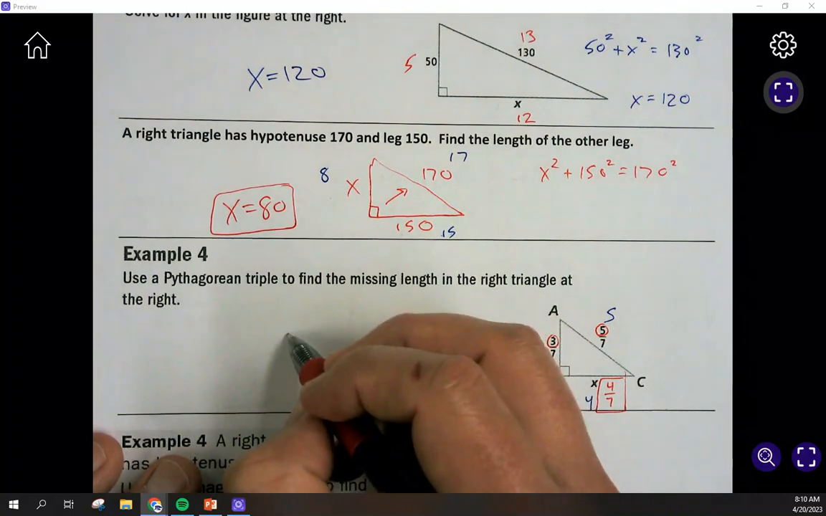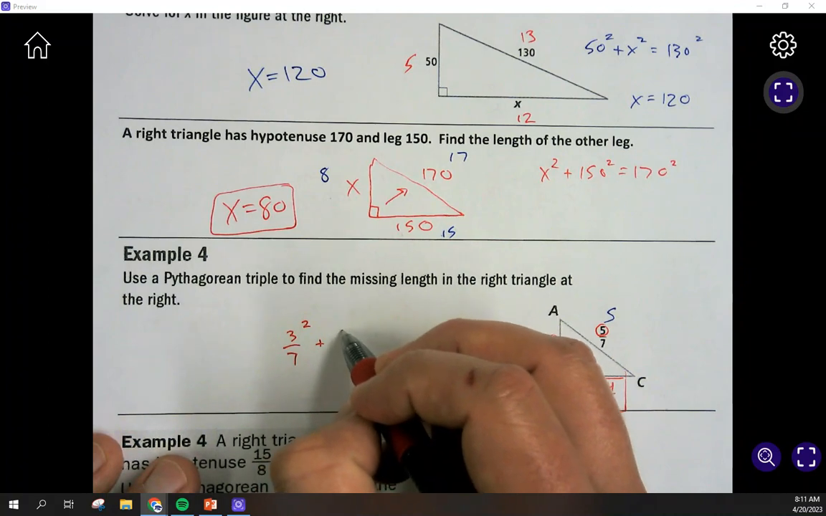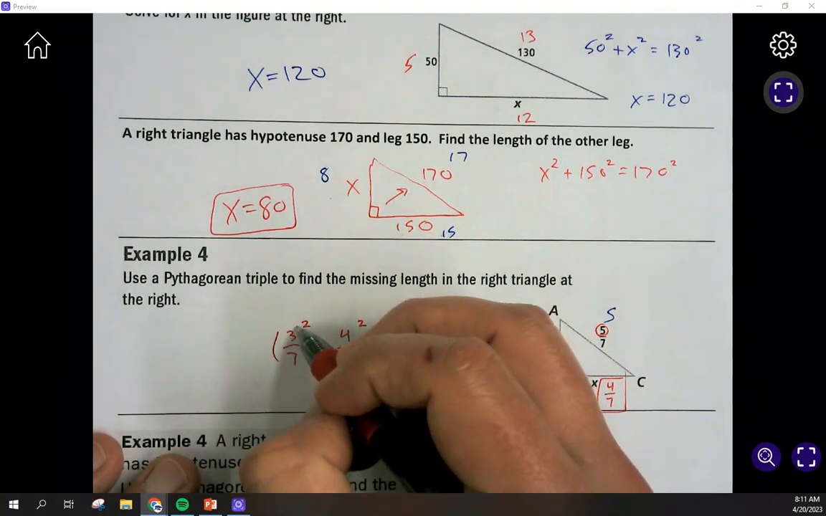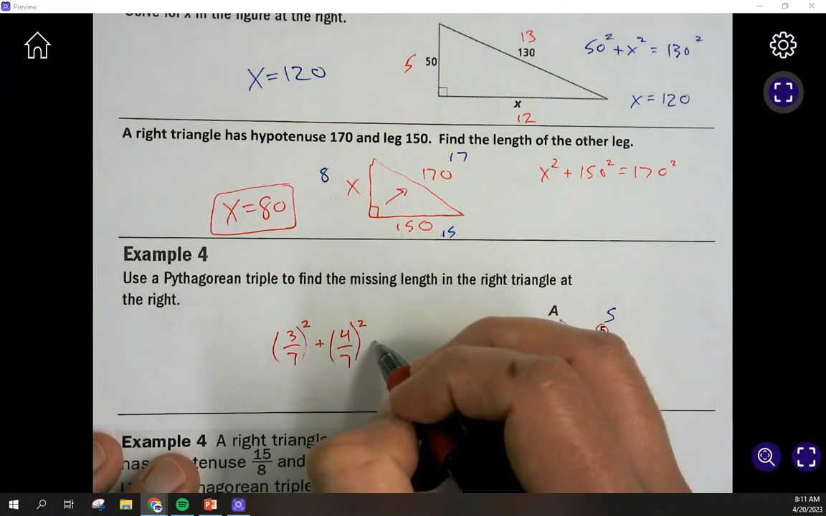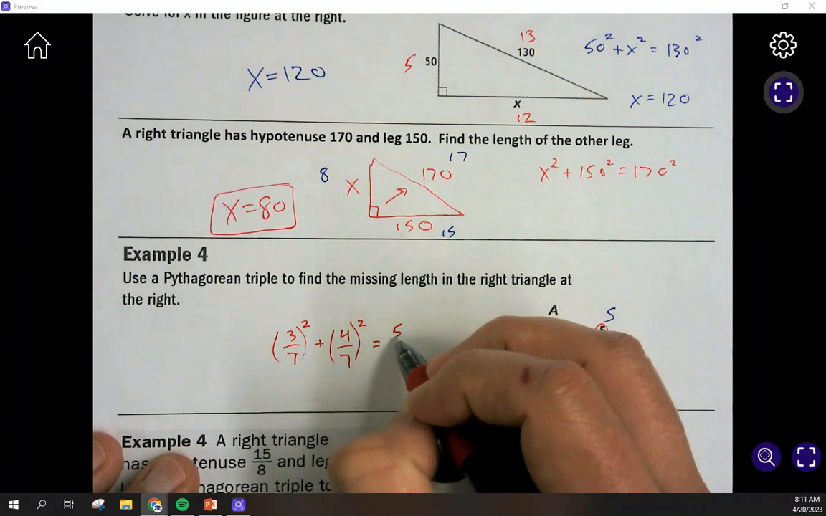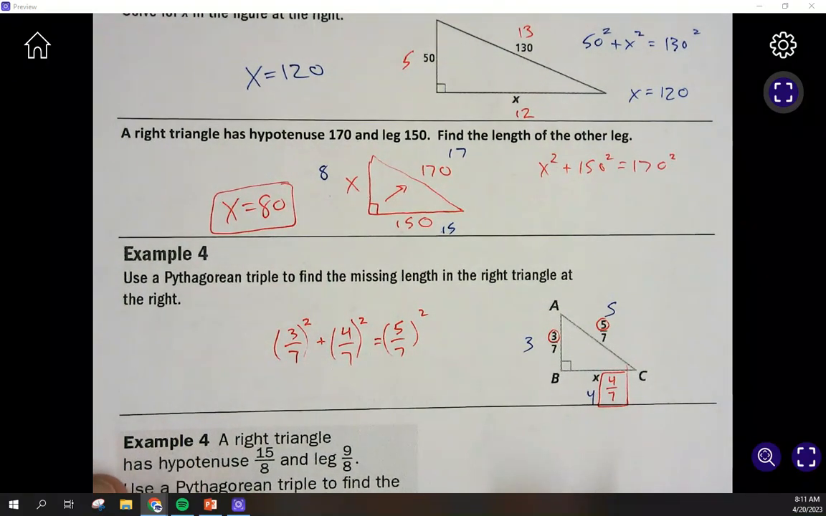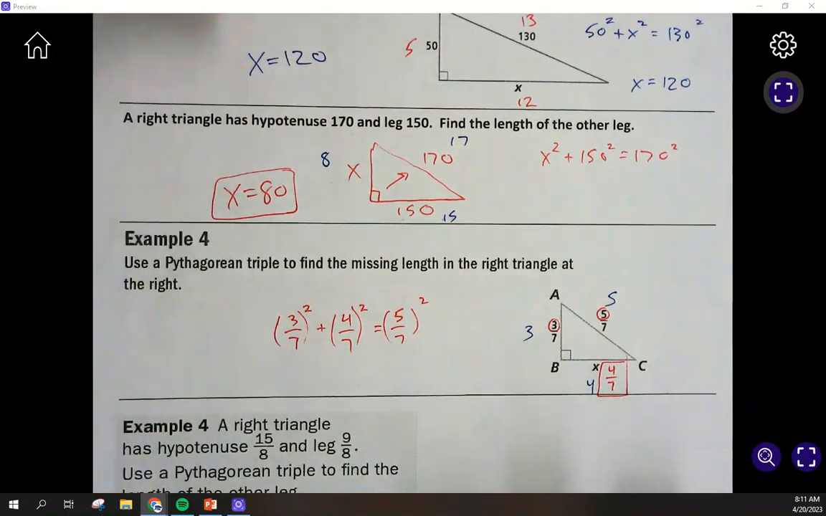And again, if you ran it all the way out, 3/7 squared plus 4/7 squared. And if you were putting this in your calculator, you would want to make sure you're not just squaring the numerator, you're squaring the whole fraction. It will equal 5/7 squared, and if you ran that through, it will come true. All right, so we no longer have to do that if we recognize the special Pythagorean triple.